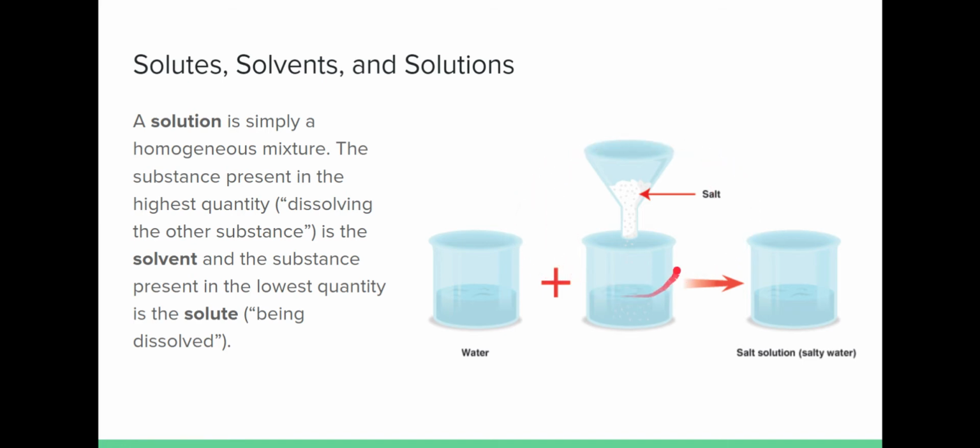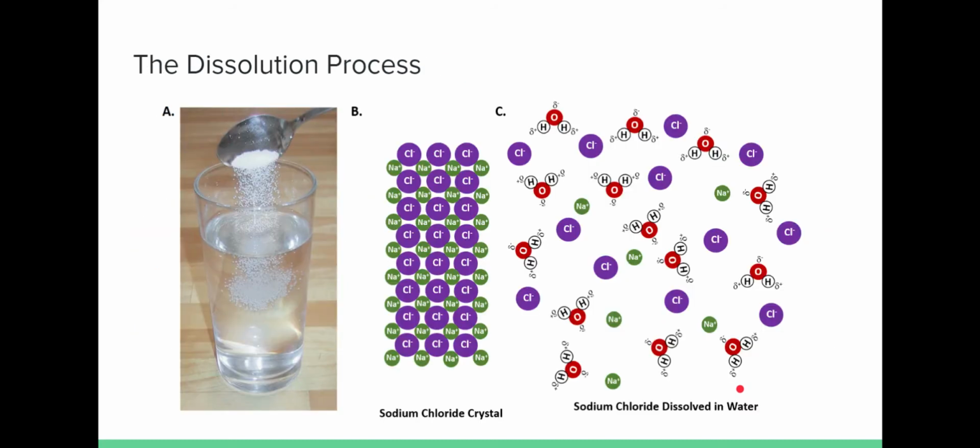The solute is the substance that is actually being dissolved, and the solvent is the substance that is doing the dissolving. Another way to keep those two terms straight is that the solute is usually present in a much smaller quantity, and the solvent is usually present in a much higher quantity. When those two things are mixed, the homogeneous mixture without any layers is referred to as a solution.